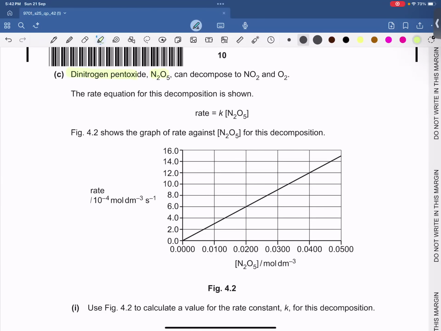Dinitrogen pentoxide N2O5 can decompose to NO2 and O2. The rate equation for this decomposition is shown. So as the concentration of N2O5 increases, the rate of reaction also increases, which means both are directly proportional to each other. If both of them are directly proportional to each other, it's going to be first order. And that rate equation also indicates the same explanation which I've given you. All right.